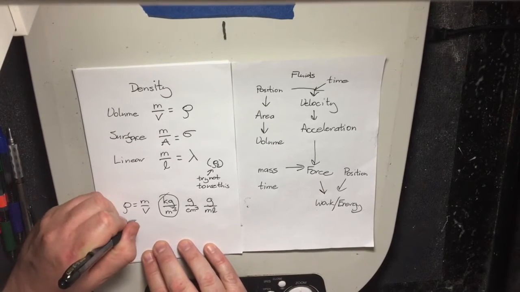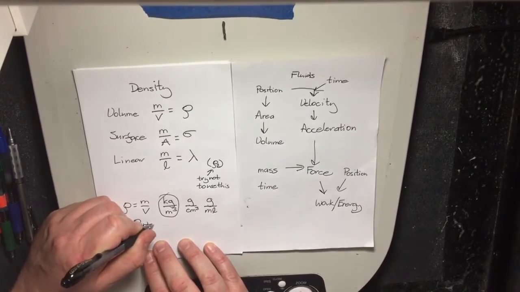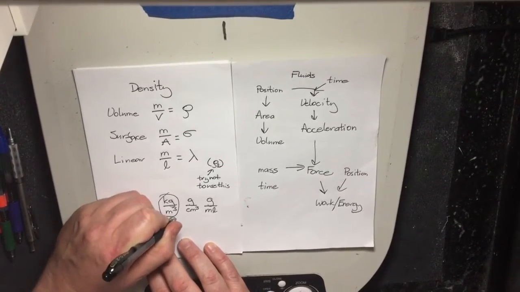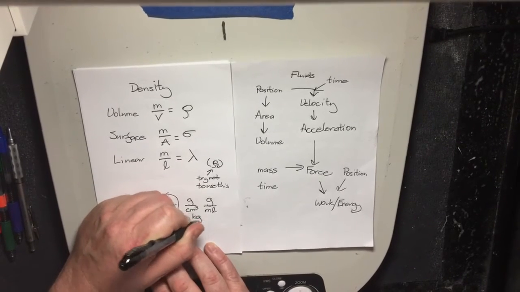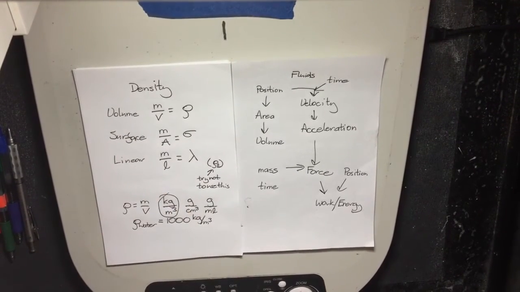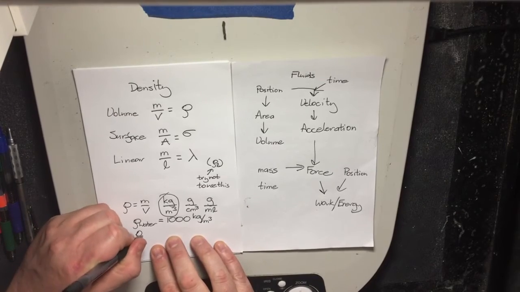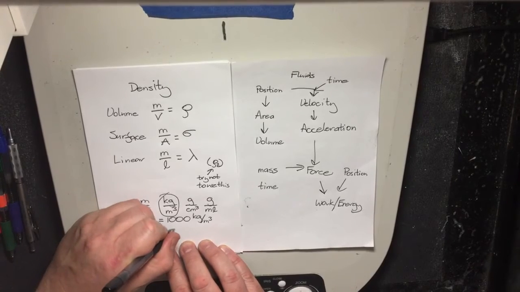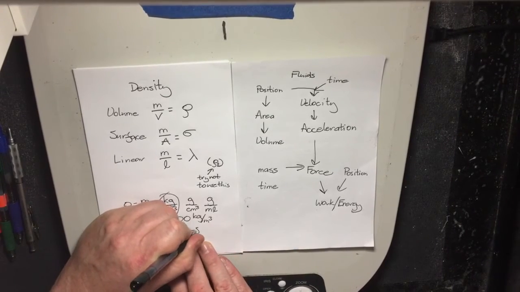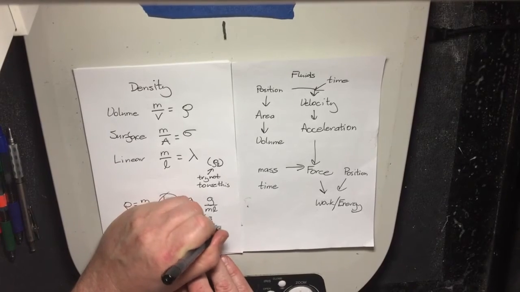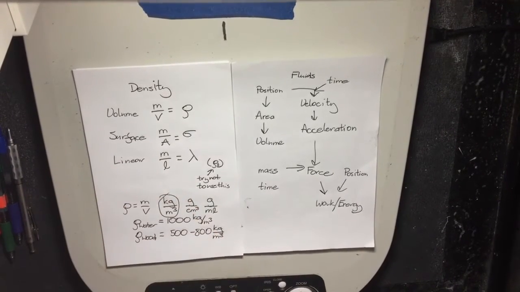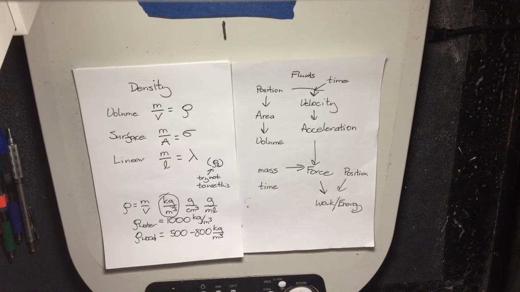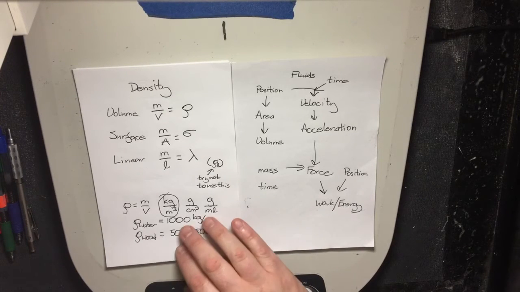Some example densities: the density of water, probably the universal density we need to remember, is 1,000 kilograms per cubic meter. Or you could say 1 gram per cubic centimeter, or 1 gram per milliliter. Another example is the density of wood. Depending on the wood, it could be 500 to 800, even more, kilograms per cubic meter. These densities just depend upon the type of material.